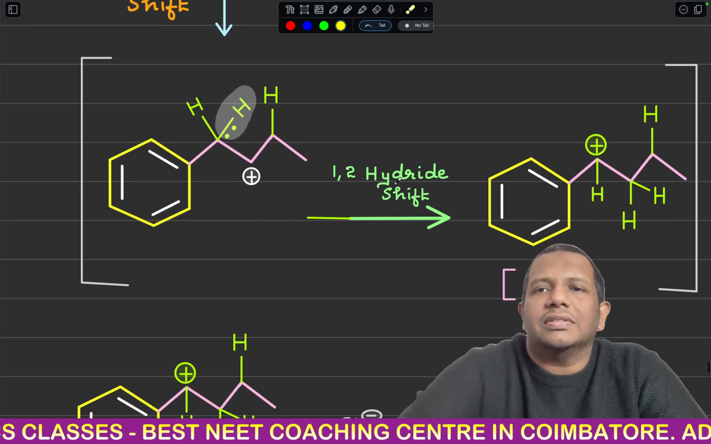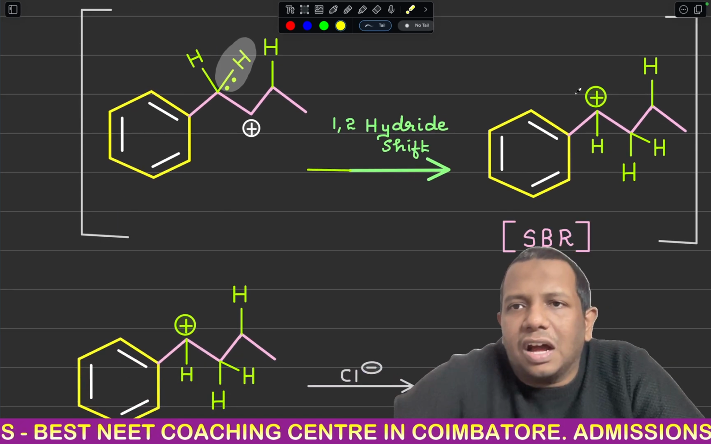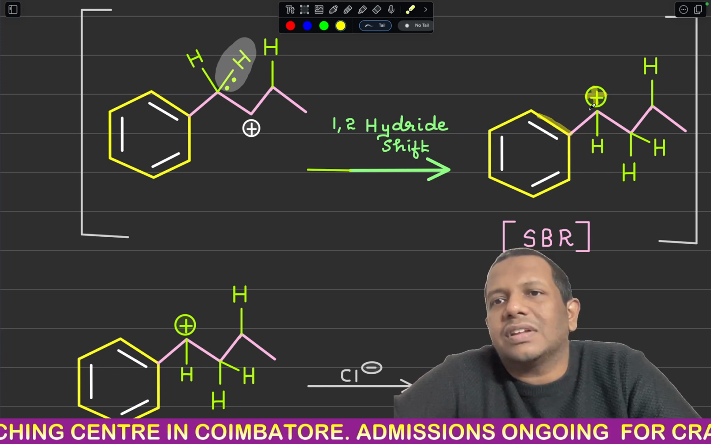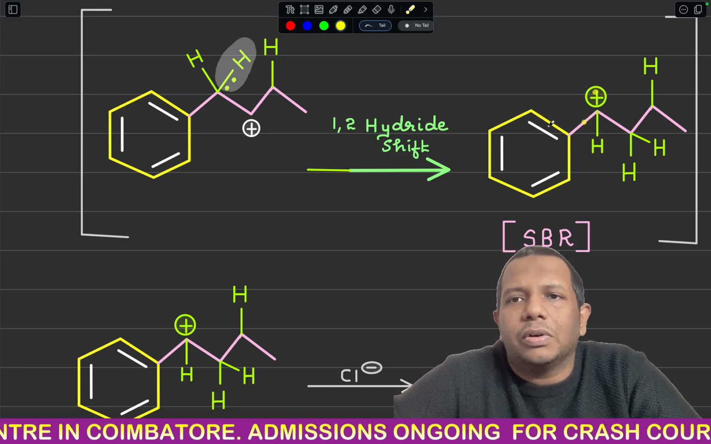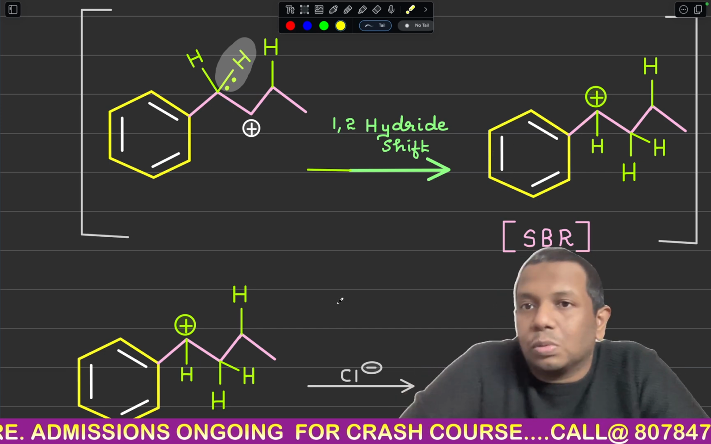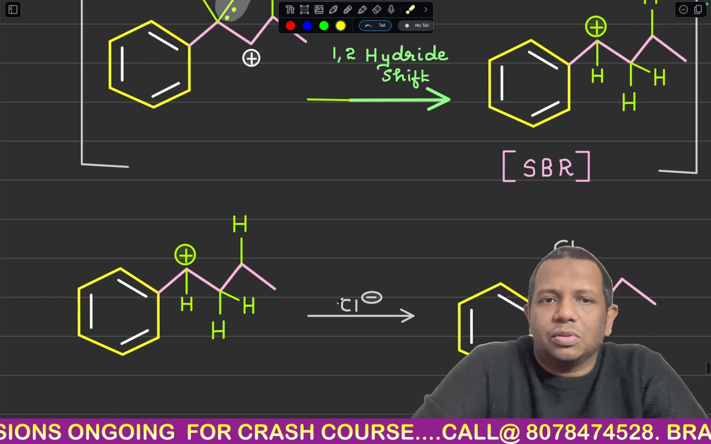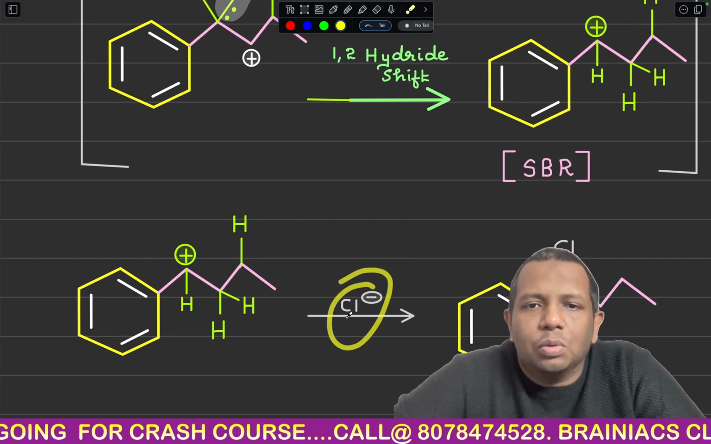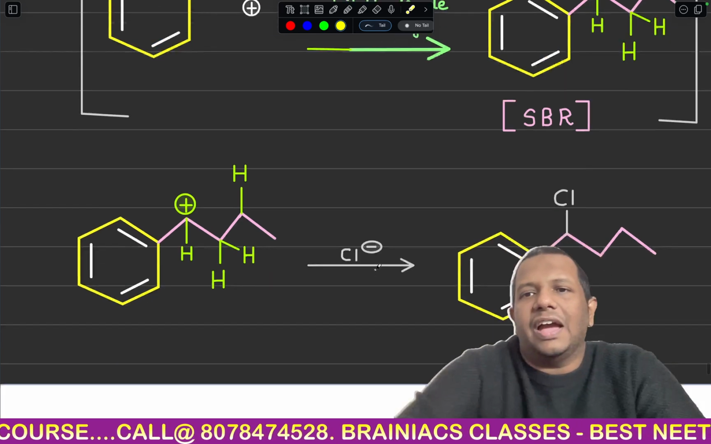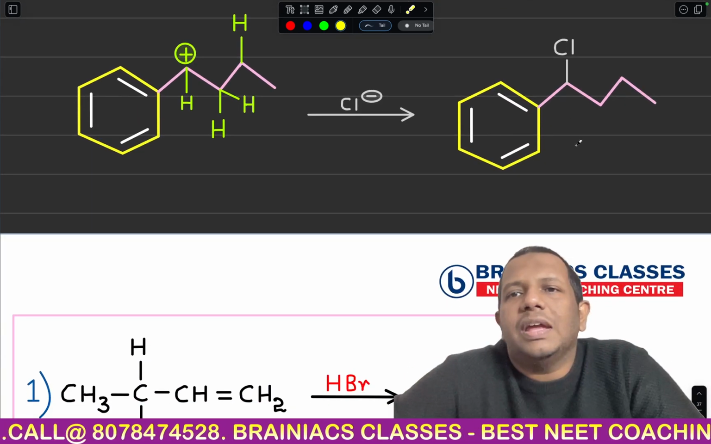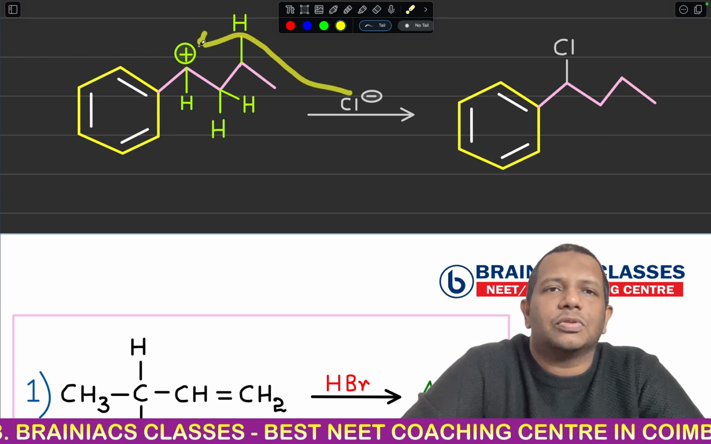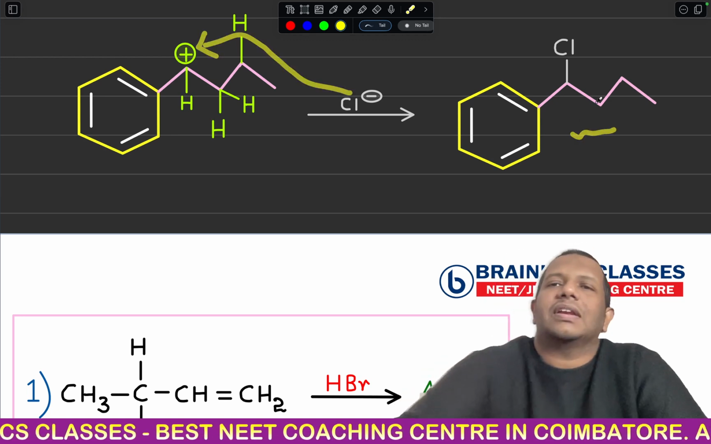And what are you getting, sir? You are getting a carbon with a positive charge next to a conjugated system. So there is resonance: positive, single bond, double bond, single bond, double bond, single bond. So it is stabilized through resonance. Next, what will happen? The chlorine nucleophile present there will attack the positive charge. And what you are getting? You can see the chlorine nucleophile attacking the positive charge, and you are getting a product like this.